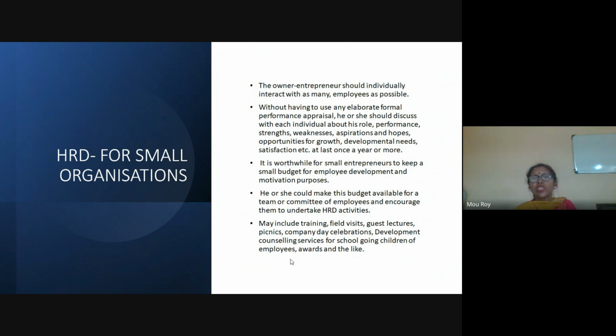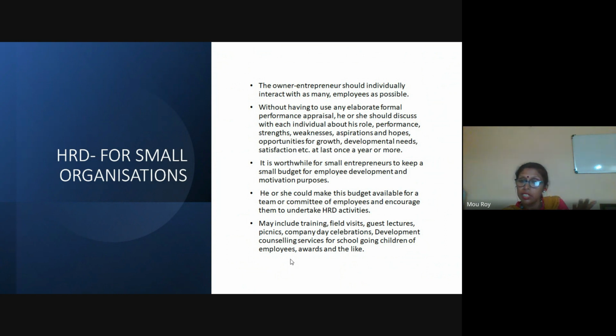Without having to use an elaborate formal performance appraisal, he or she should discuss with each individual his role, performance, strengths, and weaknesses. Sometimes the HR manager should speak to employees individually. Sometimes they should have group meetings and group discussions. Sometimes when they think a staff member needs more motivation, they should speak to that person individually, or see how he can be motivated in a better way.